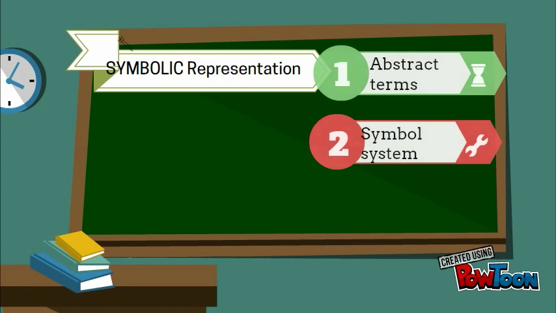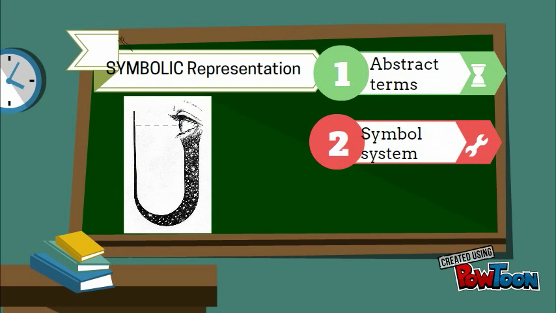The third way of representation is symbolic representation or language-based style. The learner develops the ability to think in abstract terms and uses a symbol system to encode knowledge.